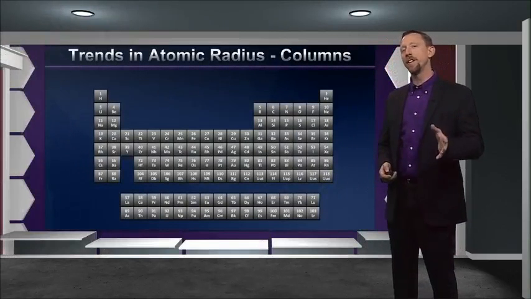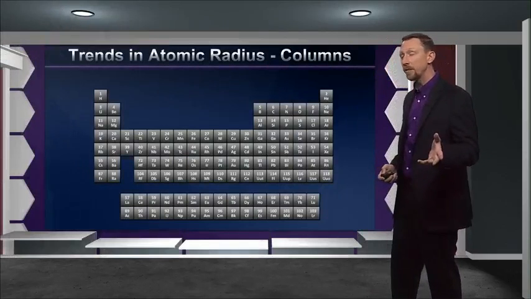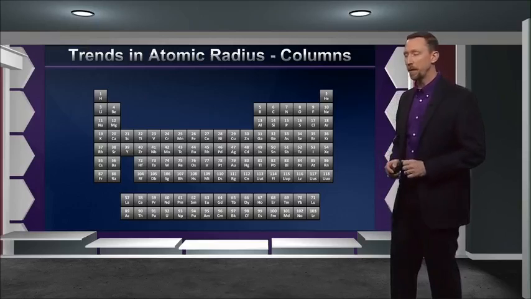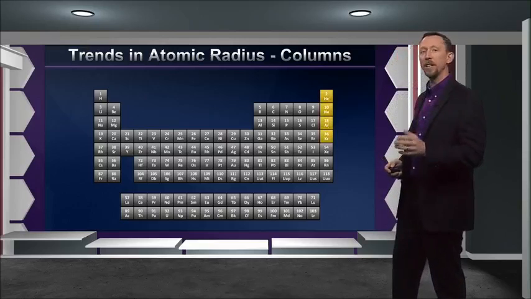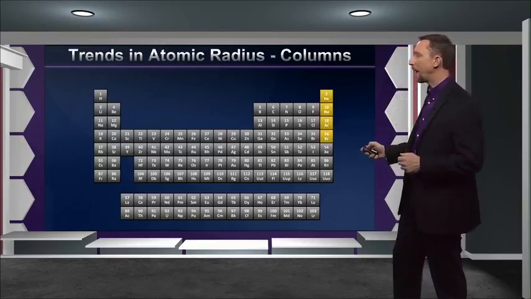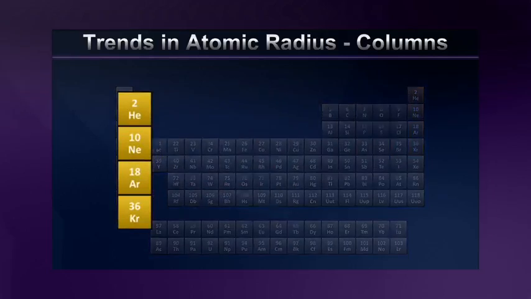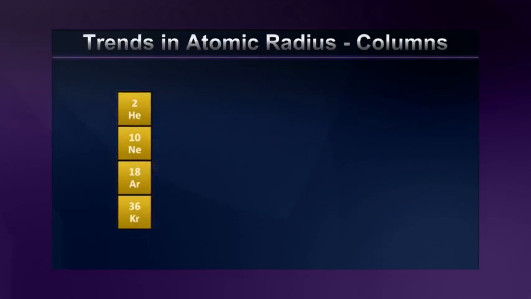Let's begin with a very simple property, the atomic radius. And let's take a look at how that changes as we move through columns of the periodic table. Specifically, let's take a look at a few elements from group 8, helium, neon, argon, and krypton. Now, each of these elements has an electron cloud with a progressively larger and larger set of shells.